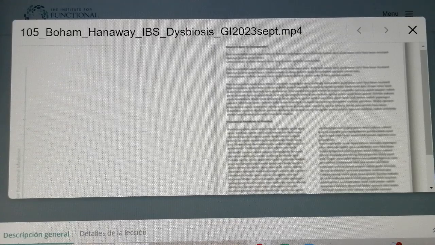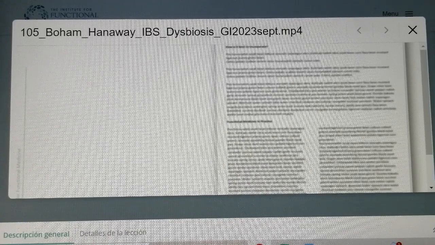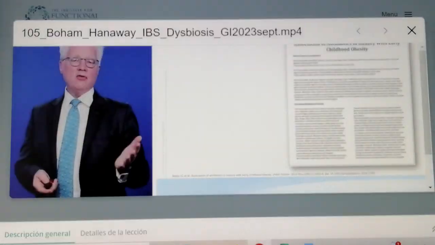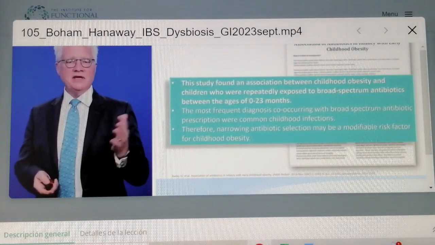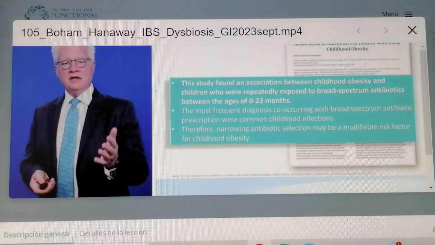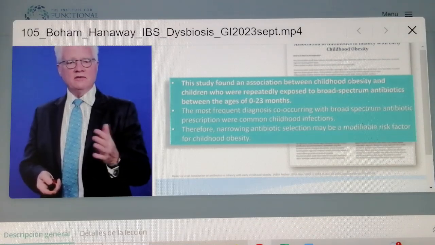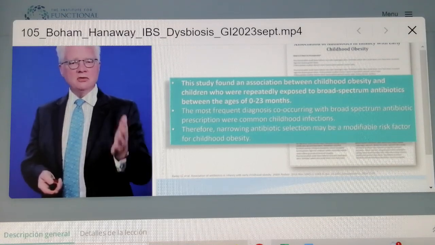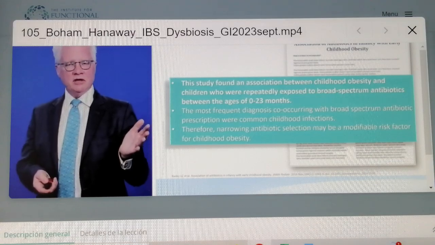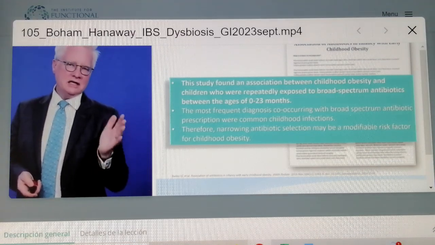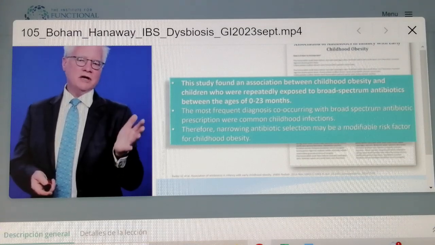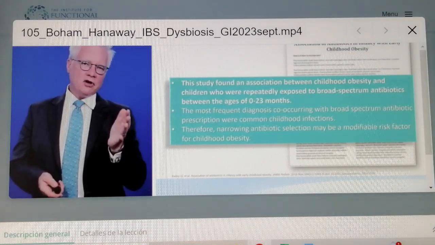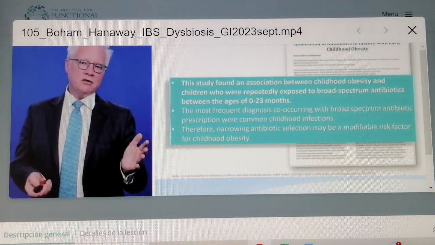So studies show us that when we give antibiotics to kids over and over again, it actually increases the rates of obesity. In this particular study, we found that there was a 2-fold increase in the development of obesity in kids when they were exposed to recurrent and broad-spectrum antibiotics for common childhood infections.